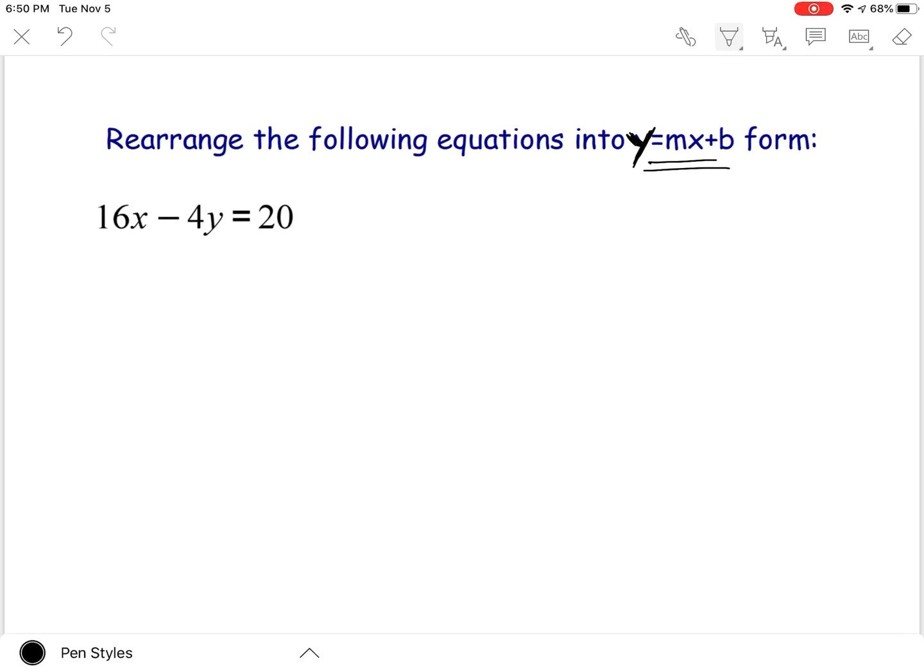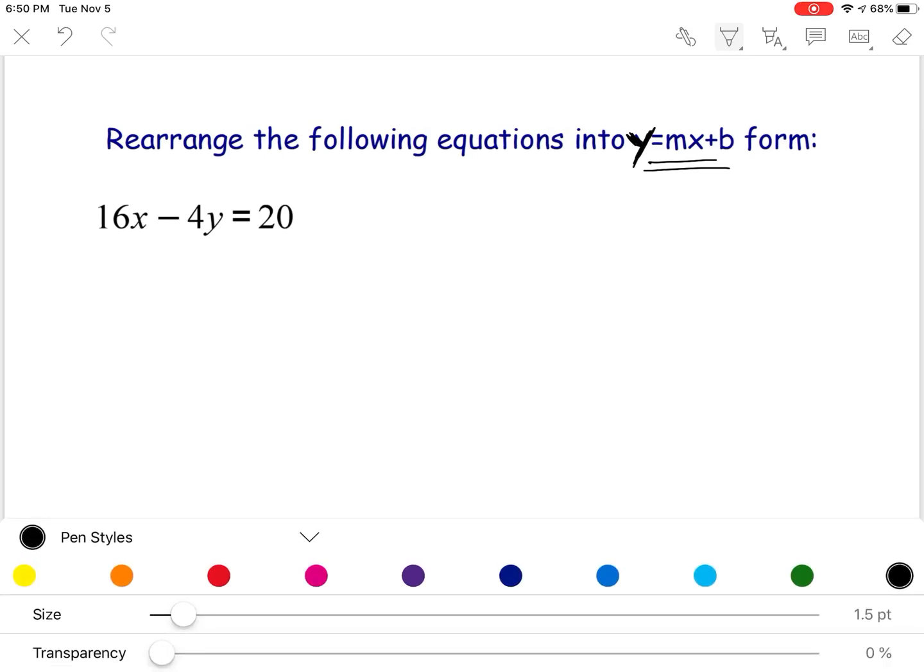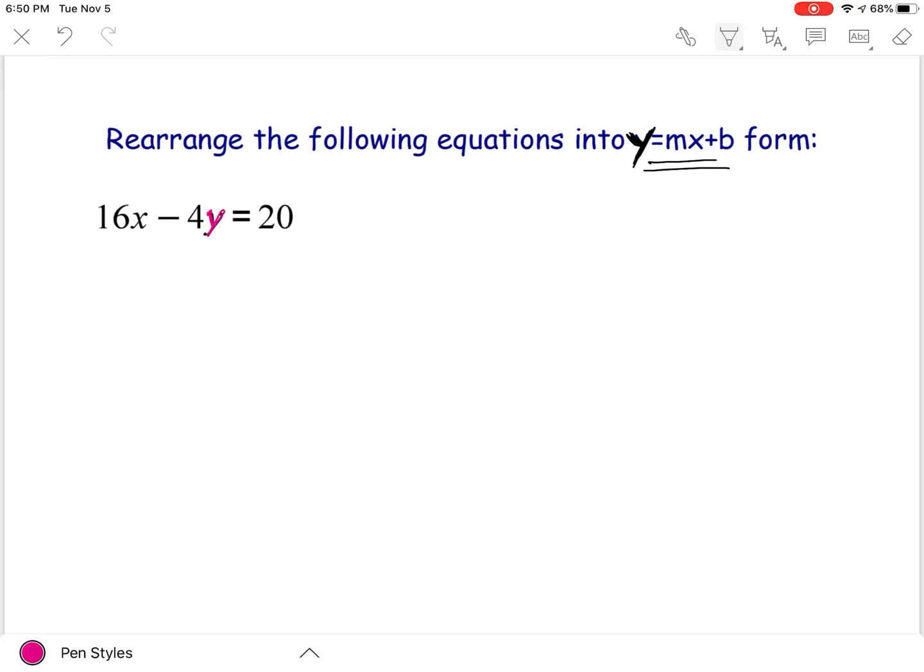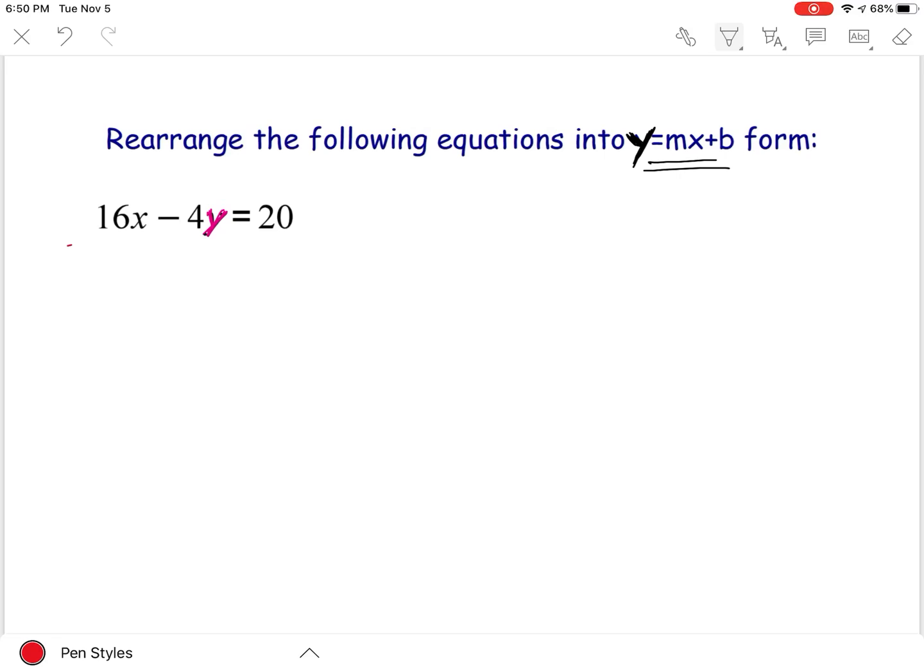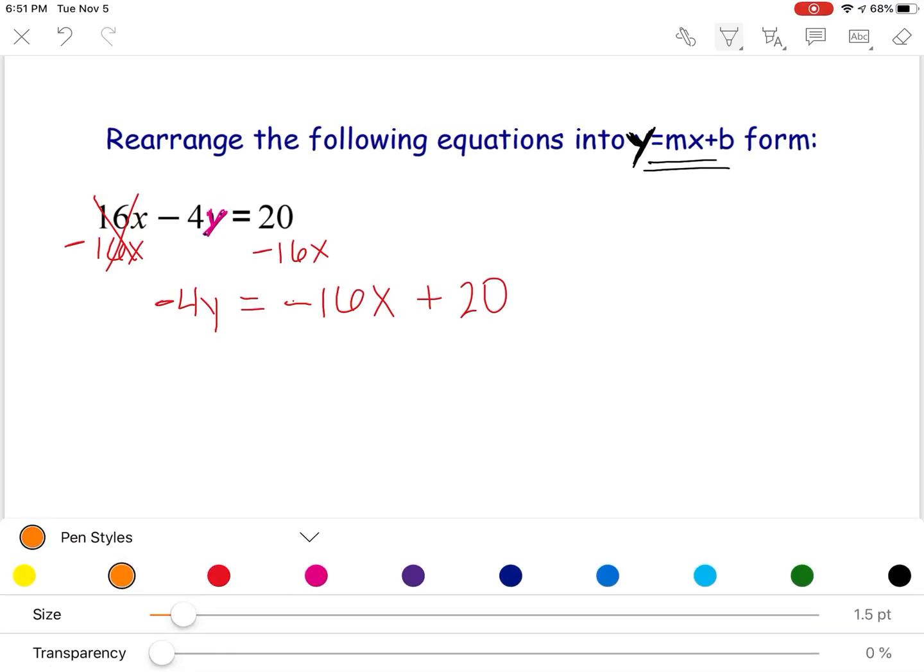So if we have 16x minus 4y equals 20, our job is to isolate, or to get that y all by itself on one side of our equation. To do that, I'm going to move this 16x out of the way, so I'll end up subtracting 16x from both sides. I haven't changed my negative 4y at all, so I'll just bring that down. I'm going to have negative 16x plus 20. I can't combine those because they're not like terms.